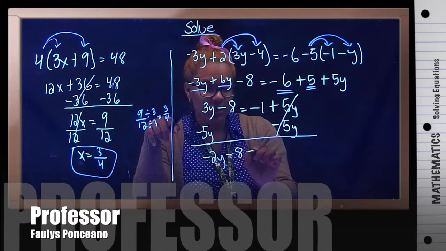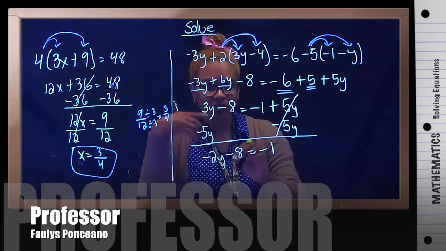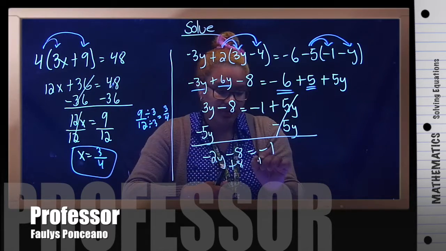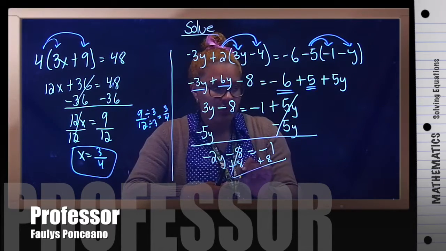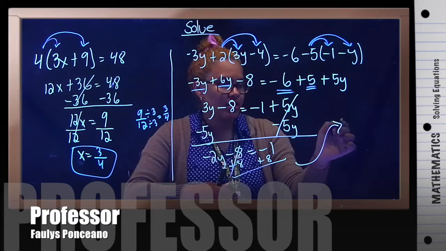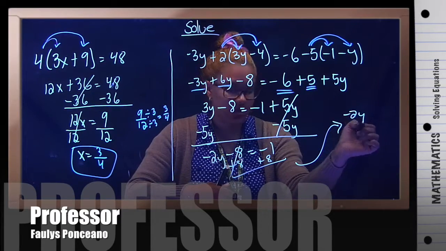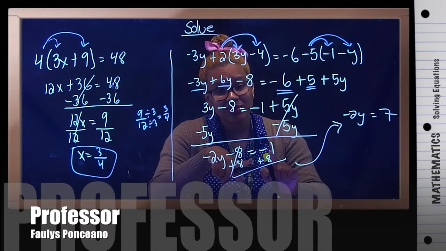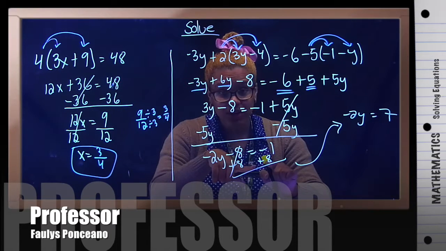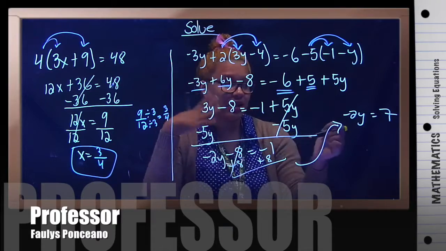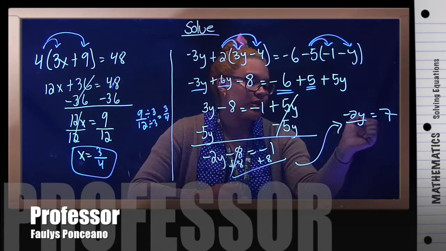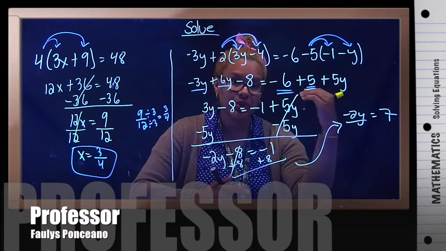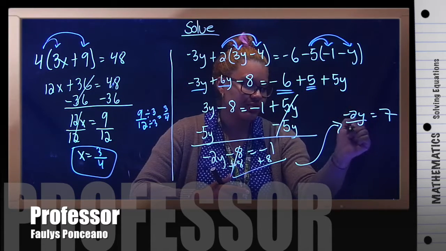Bring down your negative 8 minus 1. I need to move this negative 8 to the other side, so I'm going to add it. Running out of space, I'm going to rewrite it over here. So I have negative 2y equals 7. Negative 1 plus 8, subtract, keep the sign of the largest number. I'm going to divide. Why am I dividing? Because this is a multiplication, and the opposite of multiplication is division.